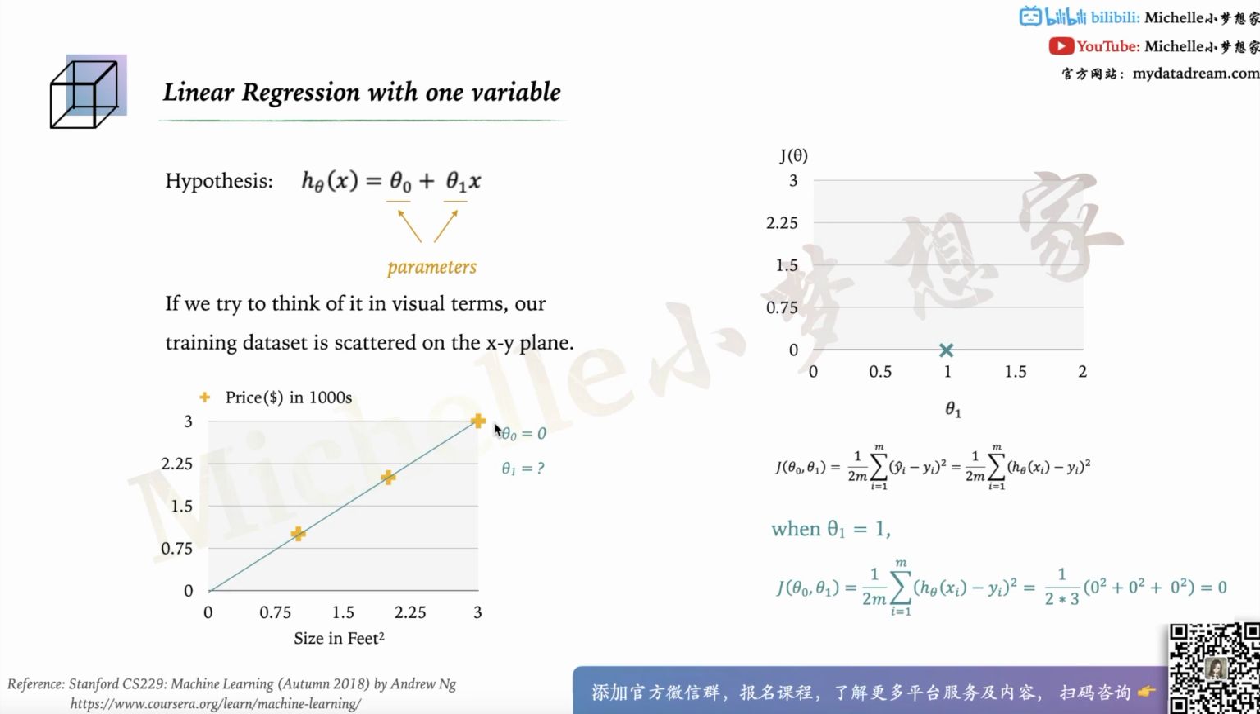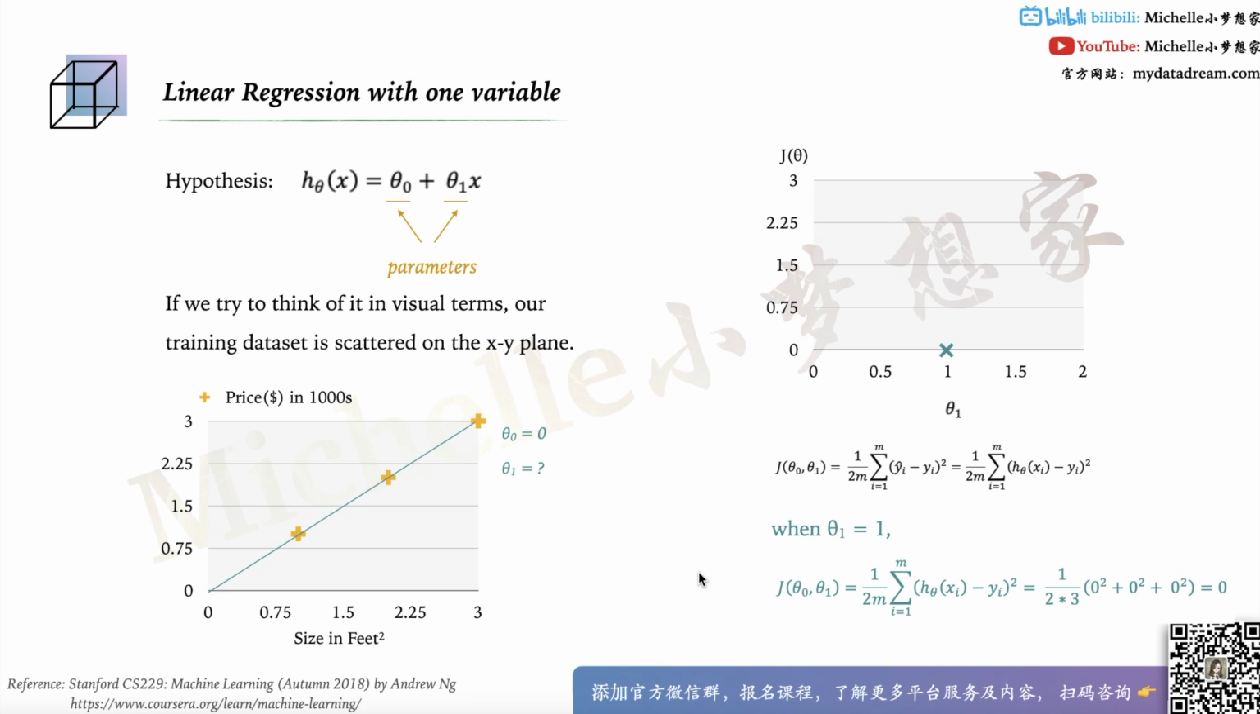Based on this, we can assume the optimal theta 0 is 0. Why? Because when x equals 0, the hypothesis result is also 0, meaning theta 0 equals 0. Next, we calculate theta 1. Let's assume theta 1 equals 1.